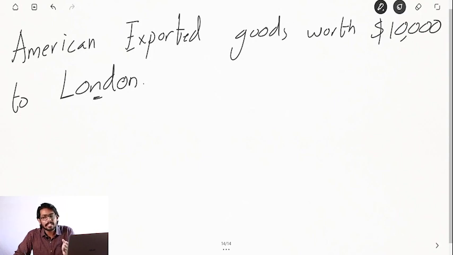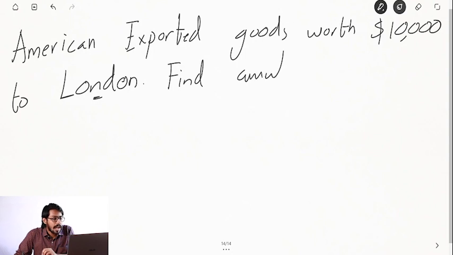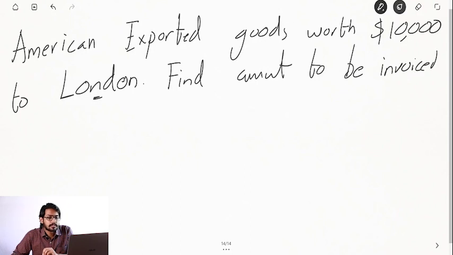London is in which country, by the way? It's in Britain. It's in Great Britain. It's in UK. Okay. Exported goods worth $10,000 to London. Find the amount to be invoiced. You are an American, you are exporting goods worth $10,000. This is your good, this cost $10,000. You are exporting it to UK, you are exporting it to London.